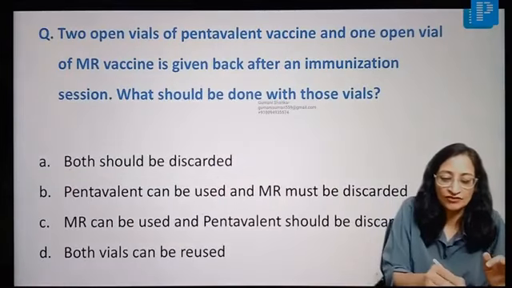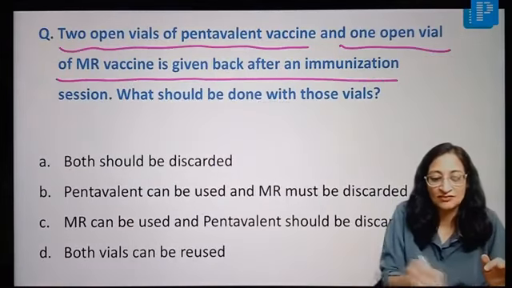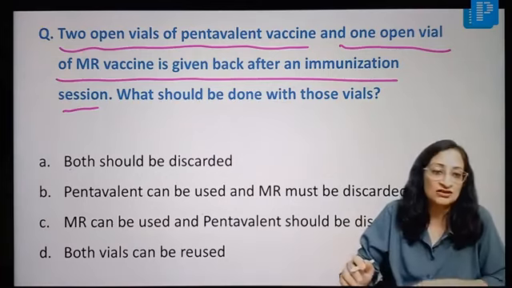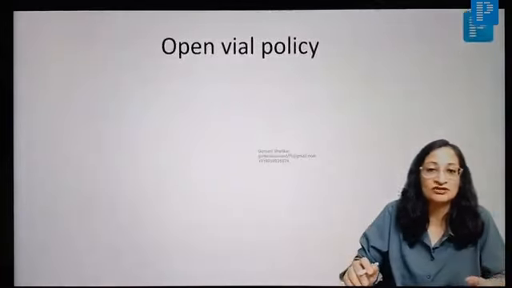Moving ahead, 2 open vials of pentavalent vaccine and 1 open vial of MR vaccine are given back after an immunization session. What to do with these vials? Can you reuse them or should you discard both the vials? I'll come back to answer this question. First, a little bit about open vial policy.